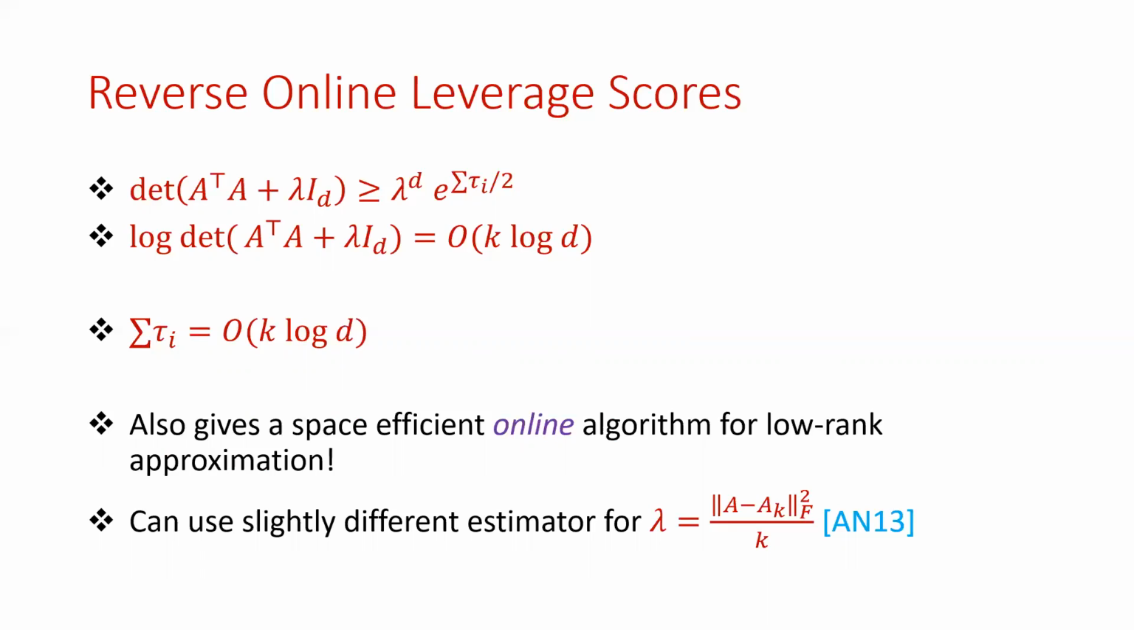This can be done by separating the spectrum into small singular values and large singular values. And this is an approach that shows that the sum of the reverse online ridge leverage scores is approximately k log d. Because we bound the sum of the online ridge leverage scores, this actually also gives a space-efficient online algorithm for low-rank approximation, which I'll mention at the end of the talk.